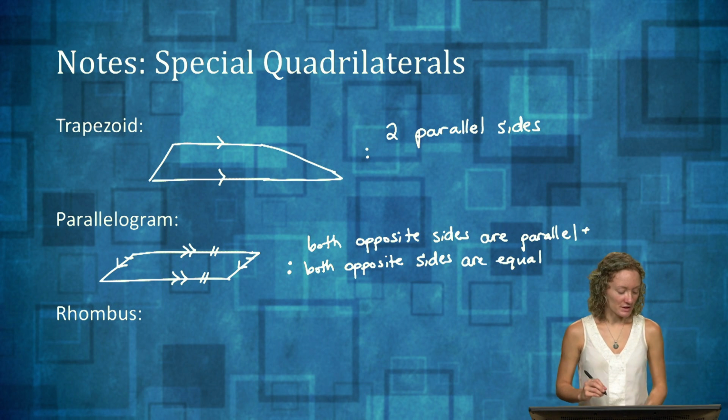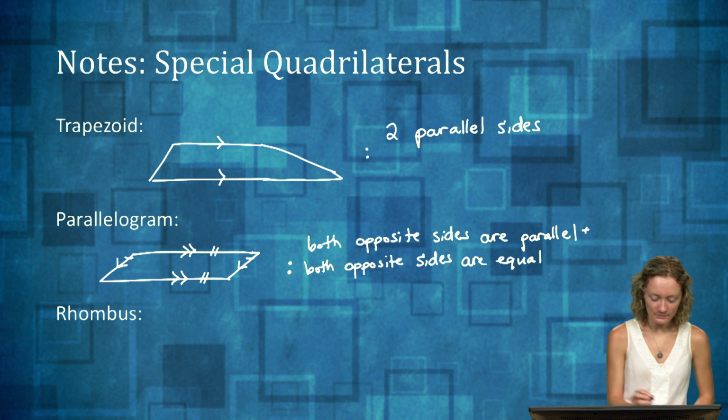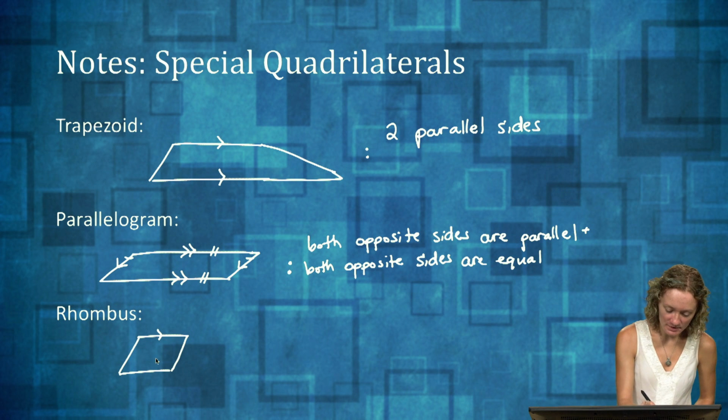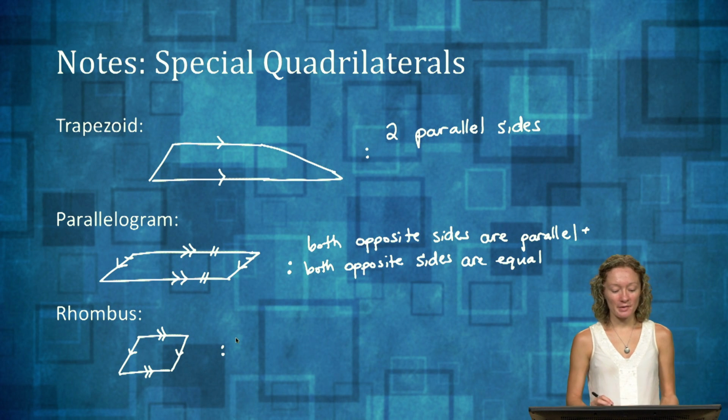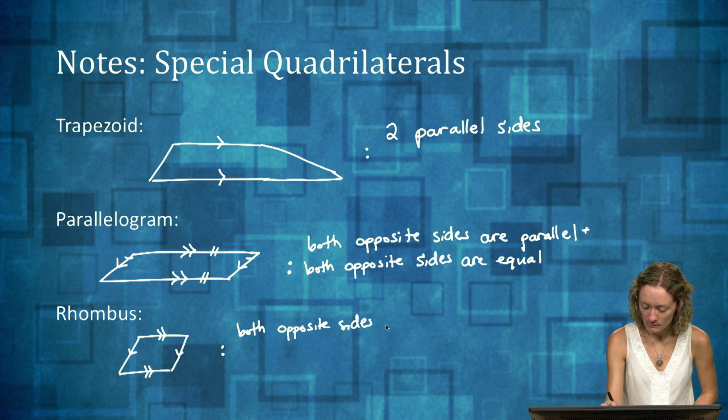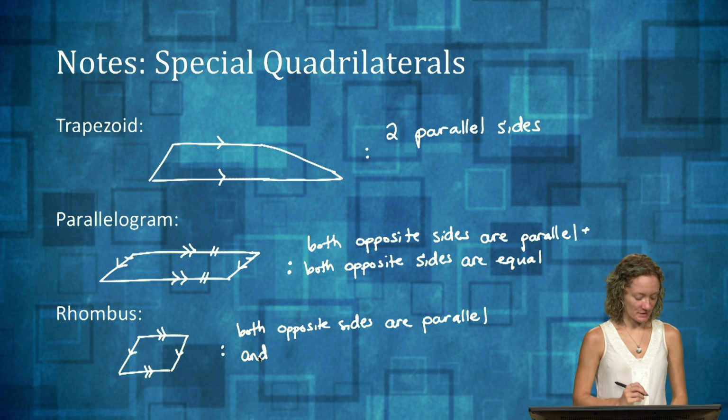Okay, the next figure we look at is a rhombus. A little bit more special. My drawing is not great. In a rhombus, both opposite sides are parallel. And all 4 sides are equal.